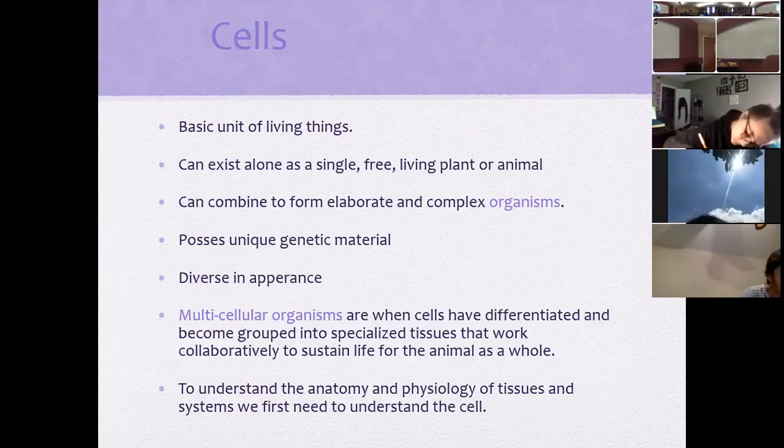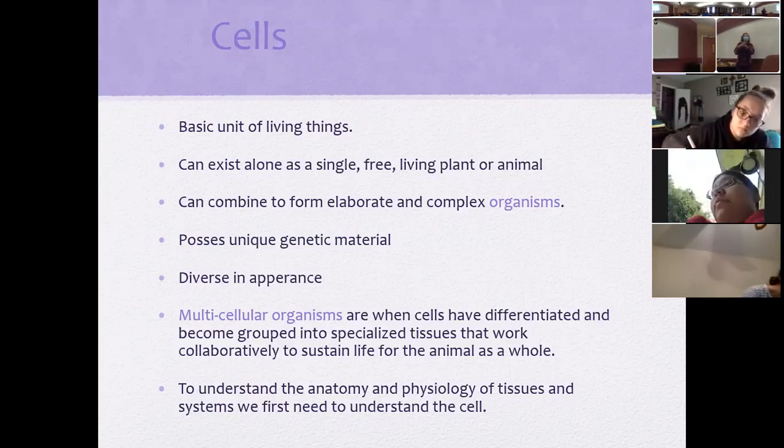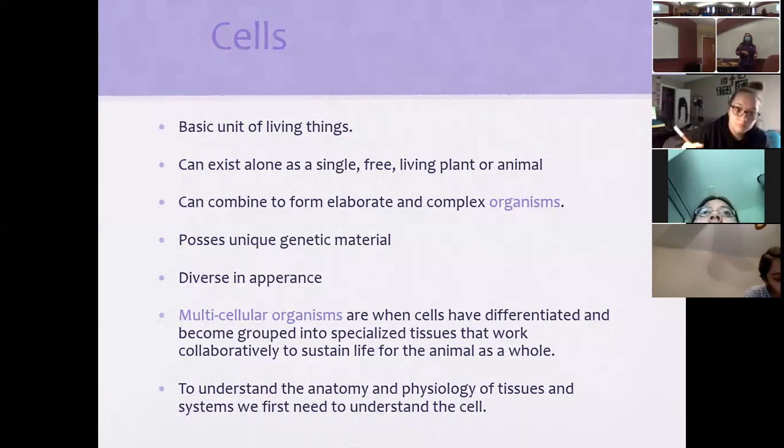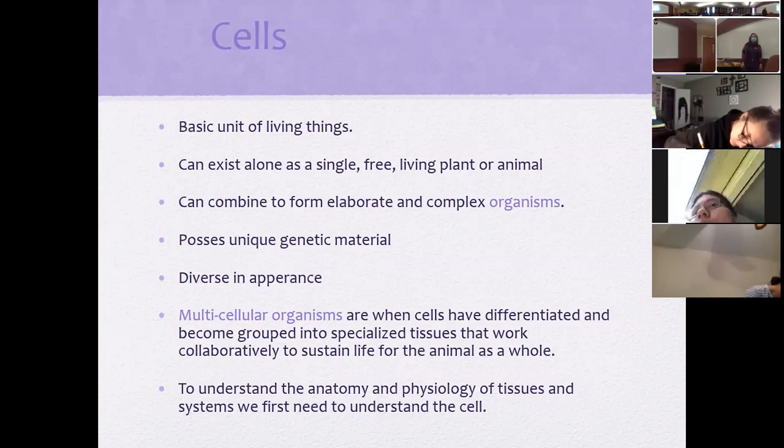So our multicellular organisms like us, like dogs, like cats, we have all of these cells that are grouped together in this specialized tissue. And then that specialized tissue works with other specialized tissue in order to make us be alive. My liver tissue does a different job than my kidney tissue, but I need both in order to sustain my life.